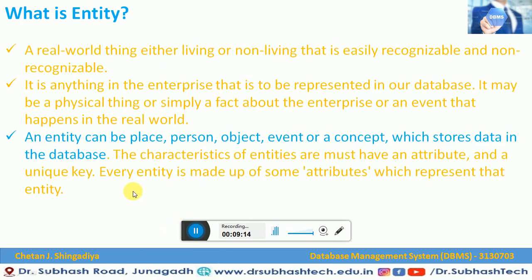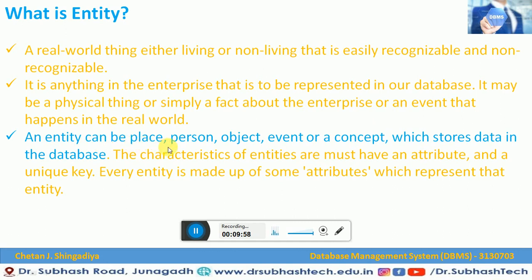Now let me explain what an entity is in an ER diagram for database design. It is a real world thing, either living or non-living, that is easily recognizable. That we can call a type of entity. Another thing we can include is anything in the enterprise that is to be represented in our database. It may be a physical thing or simply a fact about the enterprise or an event that happens in the real world.